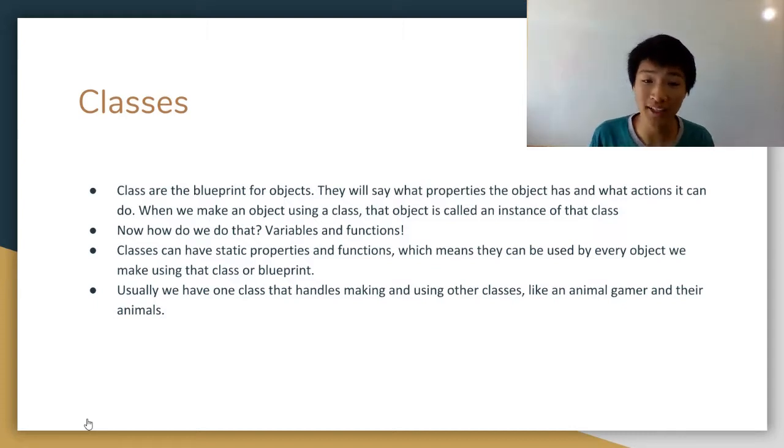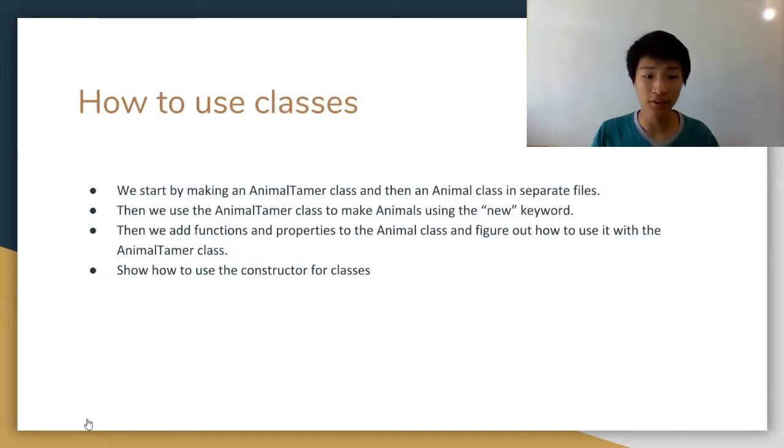Usually we have one class in coding that handles making and using other classes and objects. And we usually don't make an object out of that class. It's like having an animal tamer and their animals. The animal tamer is not an animal, so the animal tamer can get at other animals and use other animals, but they cannot be an animal themselves. And so you have one class that manages all the other classes, and that's the class we've been using this entire time. So how to use classes?